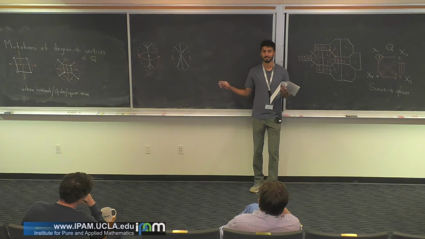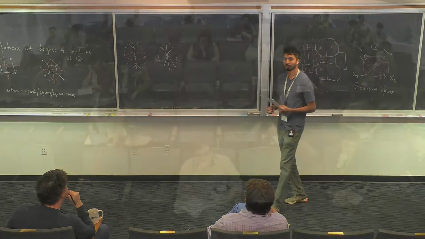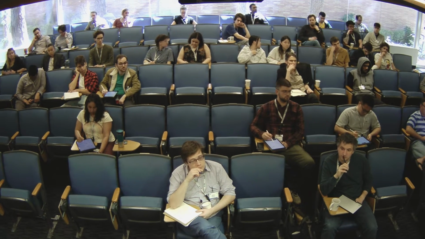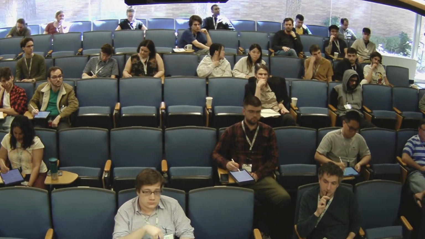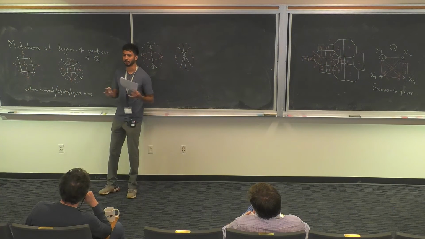Okay, any questions about any of this? So what happens if you do mutations on something with degree other than 4? Then you're usually not going to get something that is the dual of a bipartite graph. It would not be the dual of something planar.